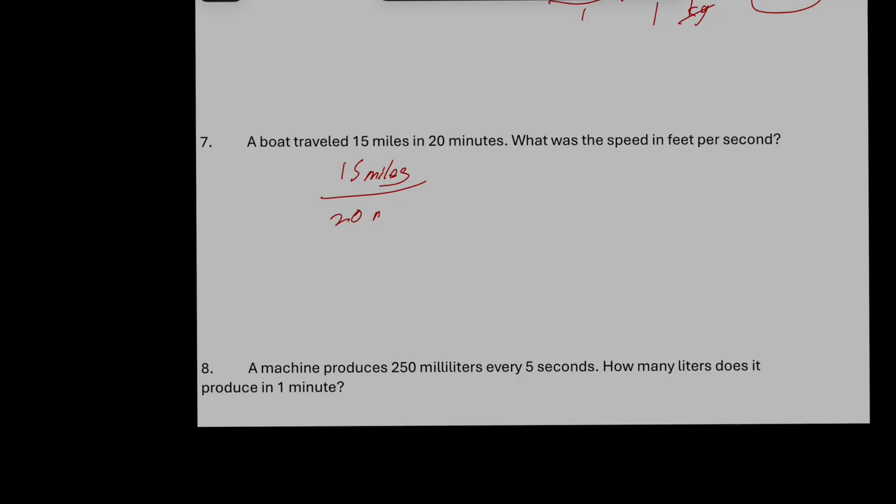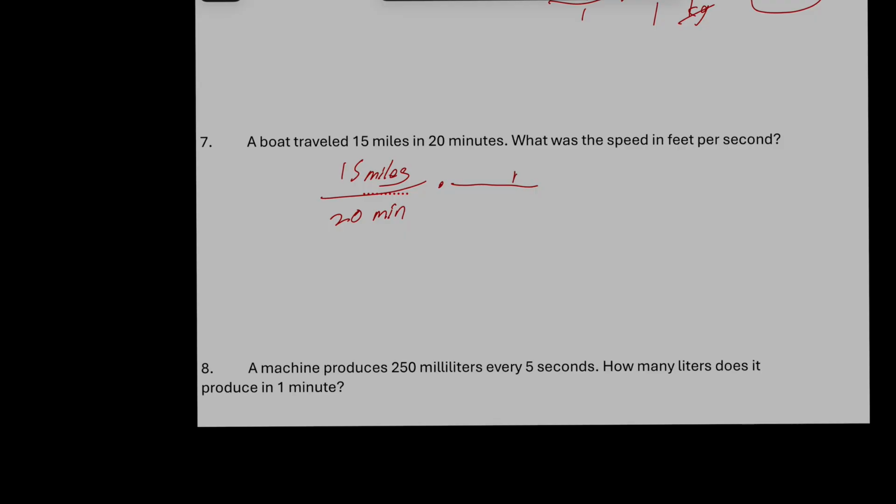All right, a boat traveled 15 miles in 20 minutes. What was the speed in feet per second? Because that's important to know. Feet per second is great for like a rocket ship, because they're going so fast. But a boat, that's all right. So 15 miles in 20 minutes. What's the speed in feet per second?